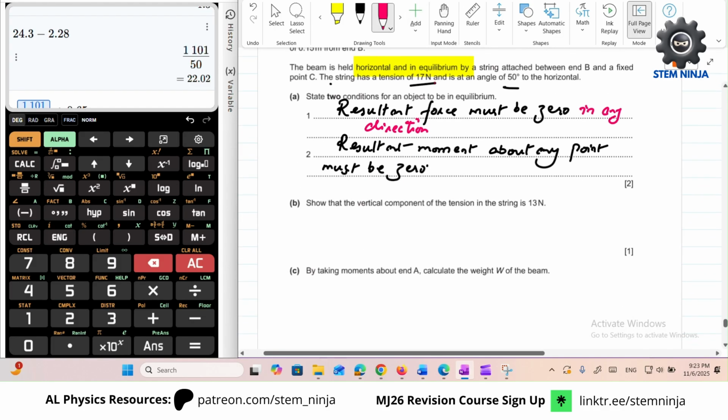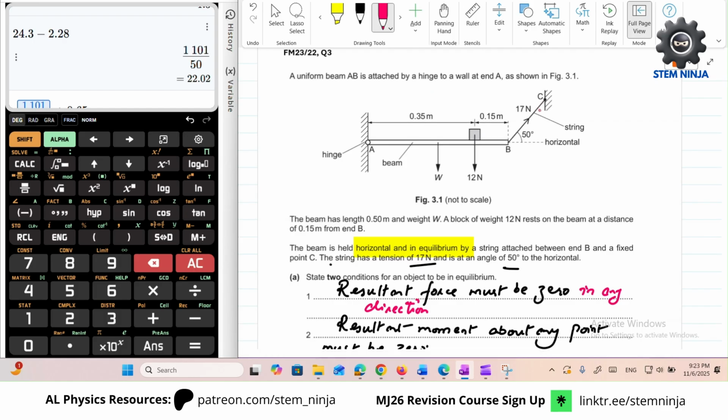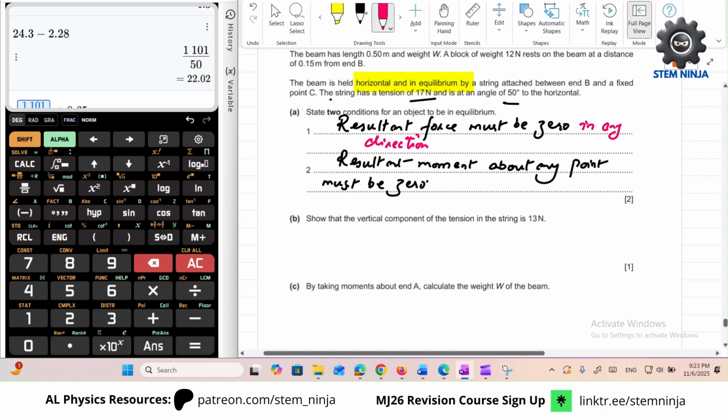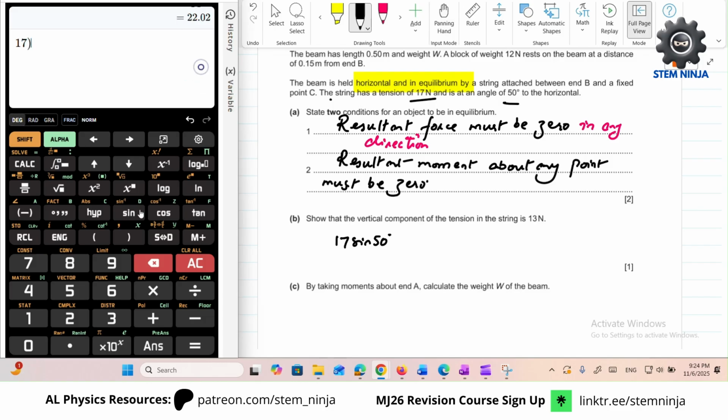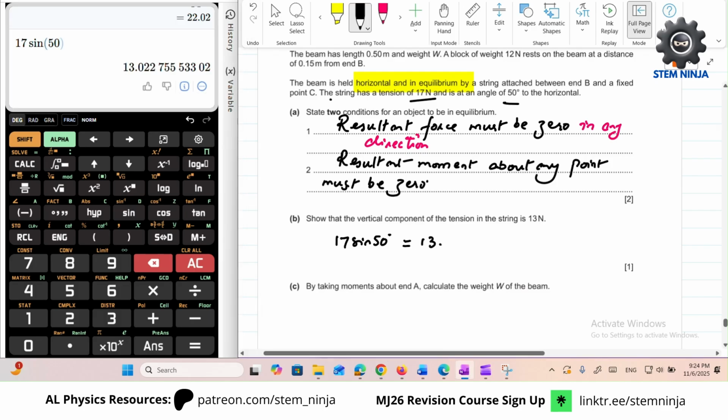Okay. Show that the vertical component of the tension in the string is 13 newtons. So we have basically 17 sine of 50 degrees. This is 13.022 newtons, roughly equal to 13 newtons.